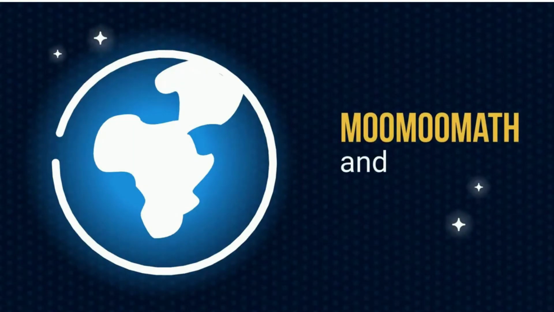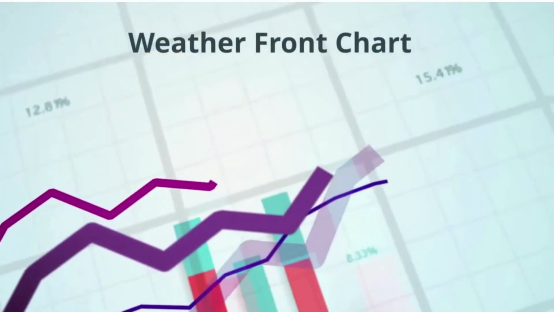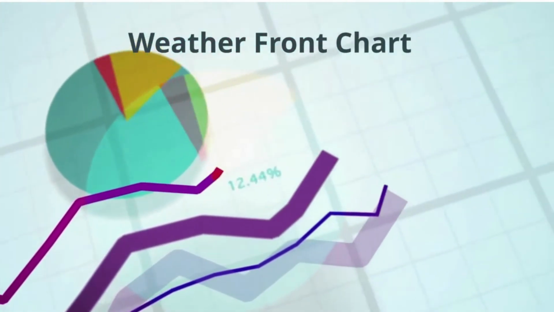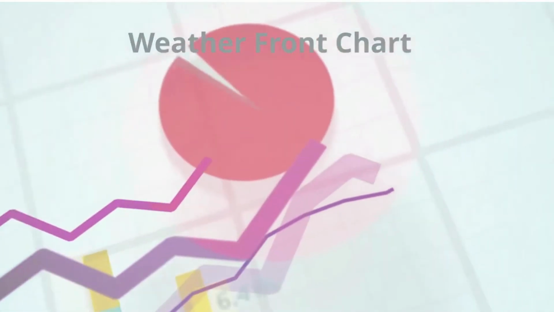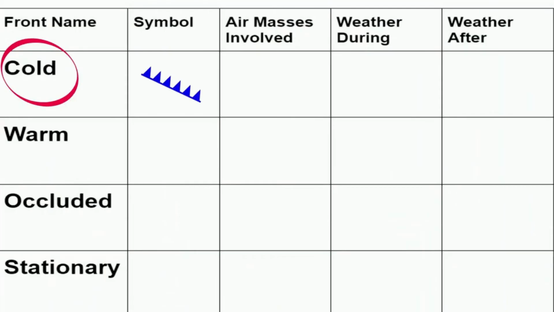Welcome to Moo Moo Math and Science and a weather front chart. In this video, I will go through a simple chart and go over major points of fronts. Up first is a cold front. Here's the symbol. Notice it contains blue triangles.